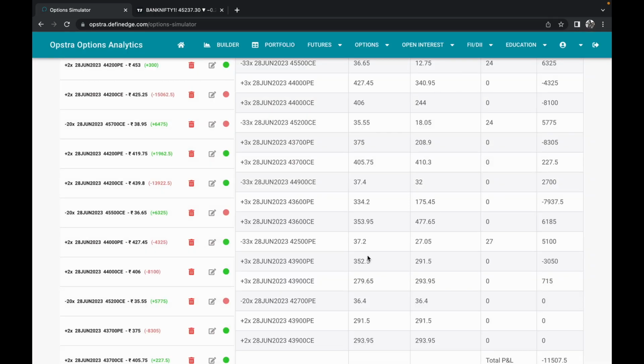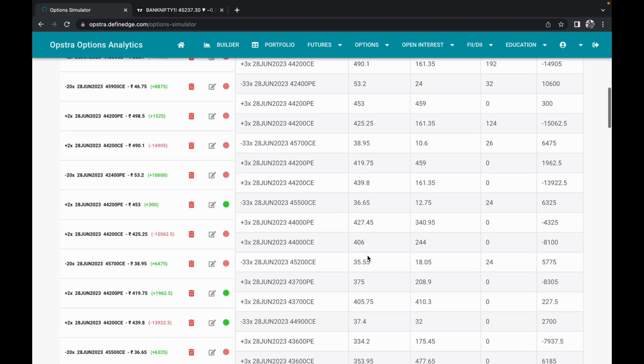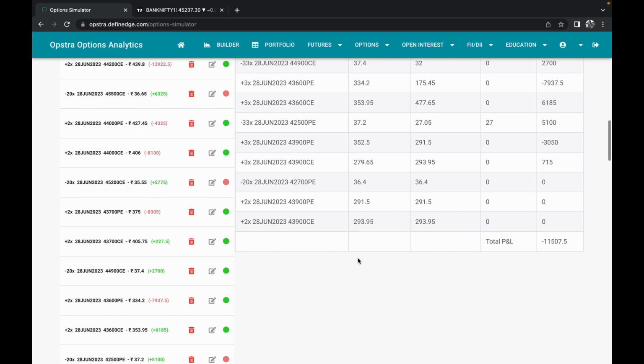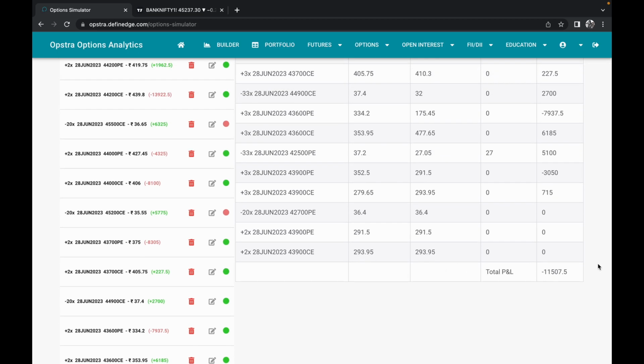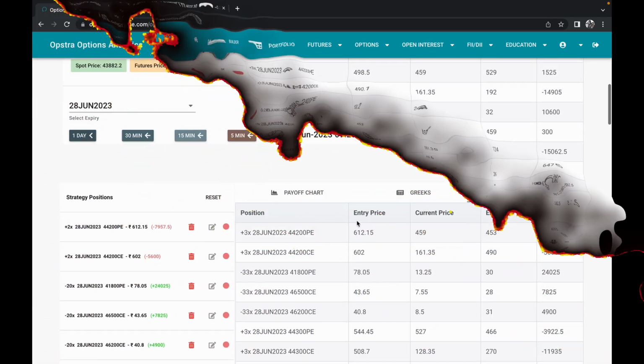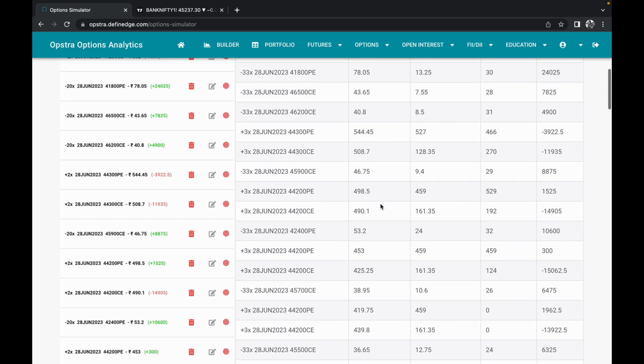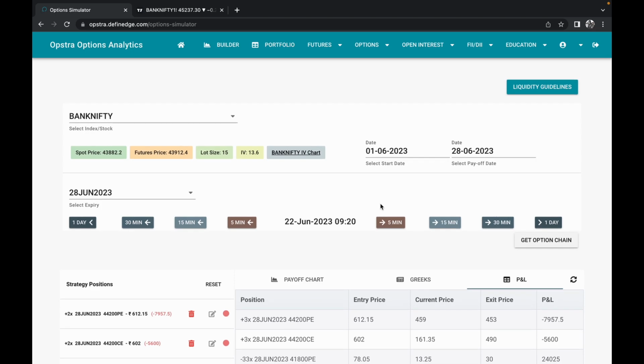As the market has gone up, we have to square off the put buy option. The oldest put buy option available to us is the 44,200 put strike price. So let's see what premium is currently running. It is around 459 rupees. So we are going to square off this one. Okay, after doing the adjustment, our loss is around 11,507 rupees, and our payoff chart is looking like this after the adjustment. Moving on to our next day.